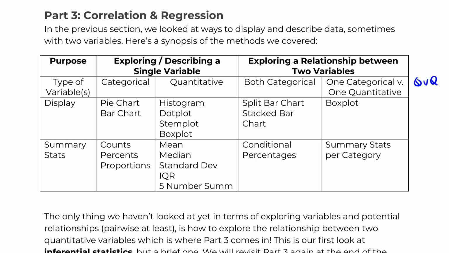Quantitative versus quantitative. The display for this would be a scatter plot, which we're going to see on the next page. And then for summary statistics, there are a lot of options here. The simplest is just the correlation coefficient, or correlation itself. There's a measurement. But also regression gives us a little bit more in terms of information. So both of those are more numeric methods, versus a scatter plot, which is a display to let us just look and see what's going on with our data in the first place.